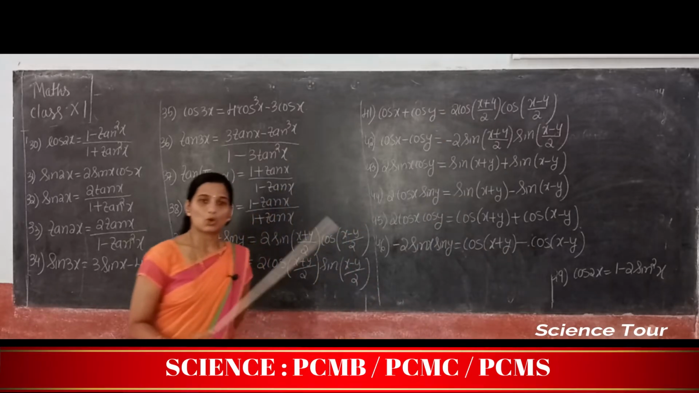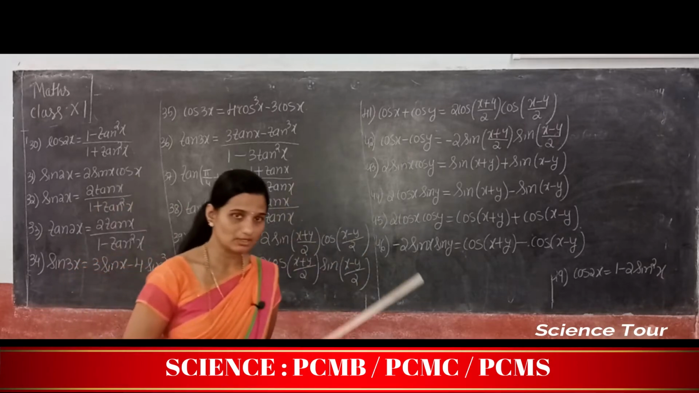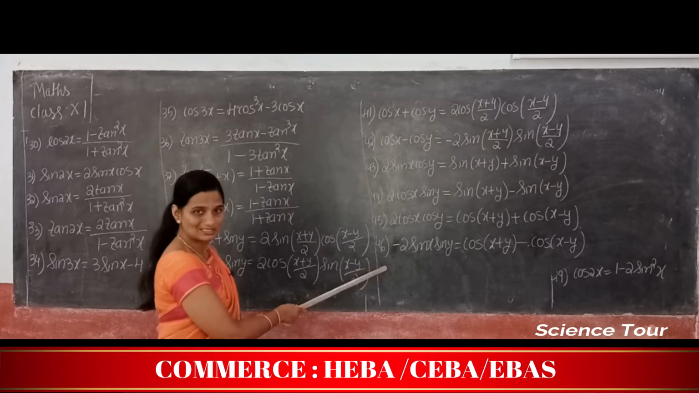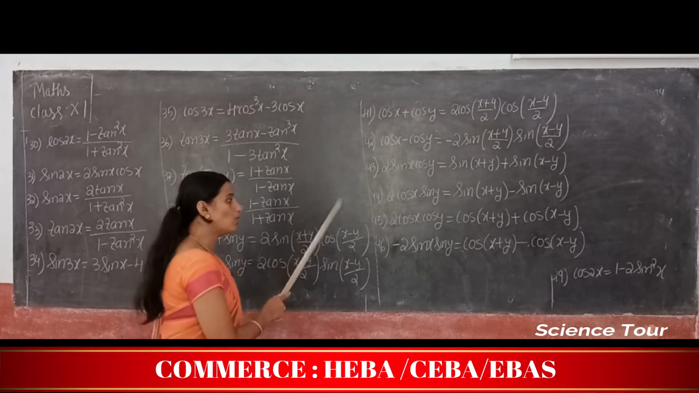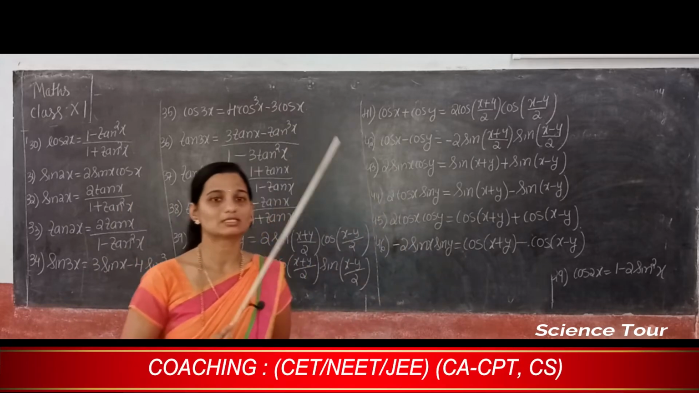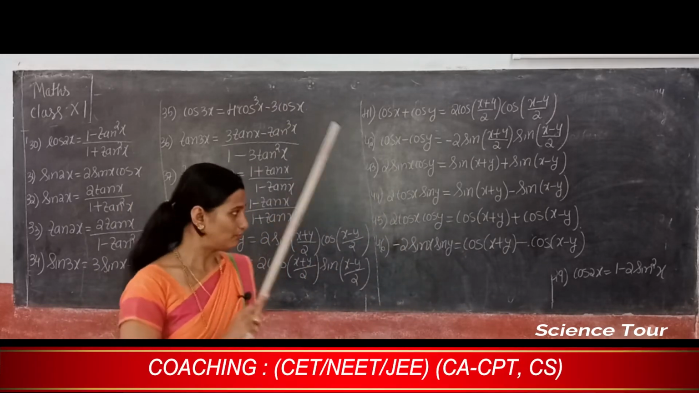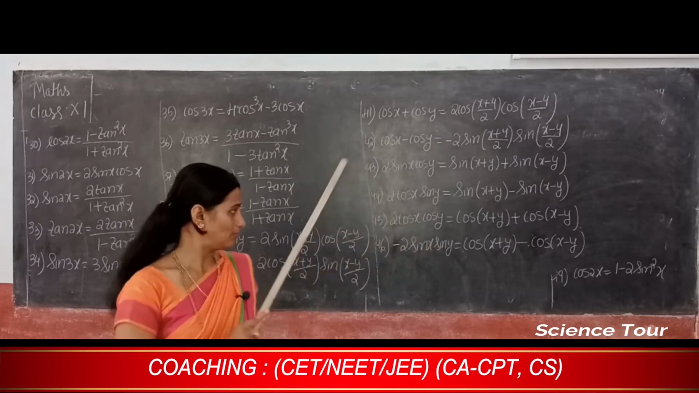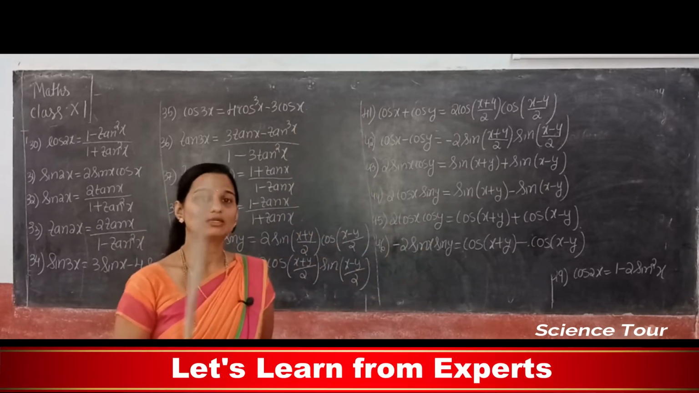So how many formulas are there in the trigonometry chapter? Nearly 46 formulas are there. You should know all these formulas. Without knowing these formulas, you can't simplify trigonometry. If you don't learn these formulas by heart, you feel difficulty.